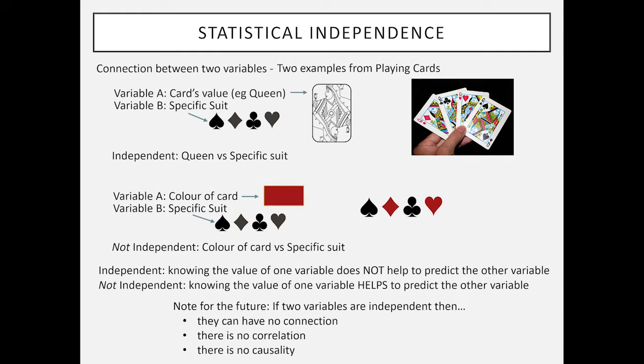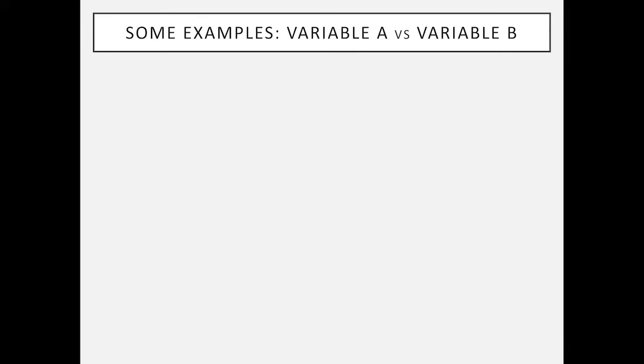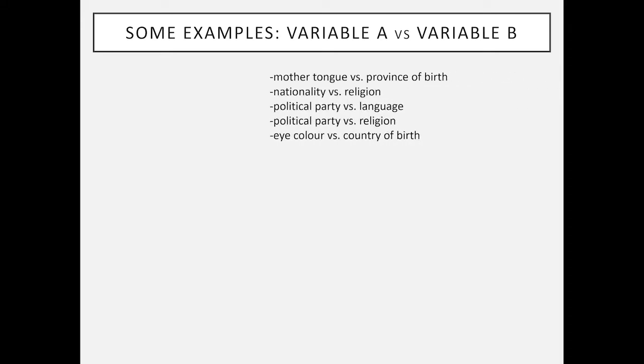Little note for future reference is that if two variables are independent, then it means that they can have no connection, there is no correlation, and there is no causality. But we're going to see this later. So let's take some examples of this idea of connecting two variables in some way. For example, a person's mother tongue and their province of birth, or the nationality, the citizenship of a person, and religion. Political party and the language that somebody speaks. The eye color, somebody's color of eyes versus the country of birth.